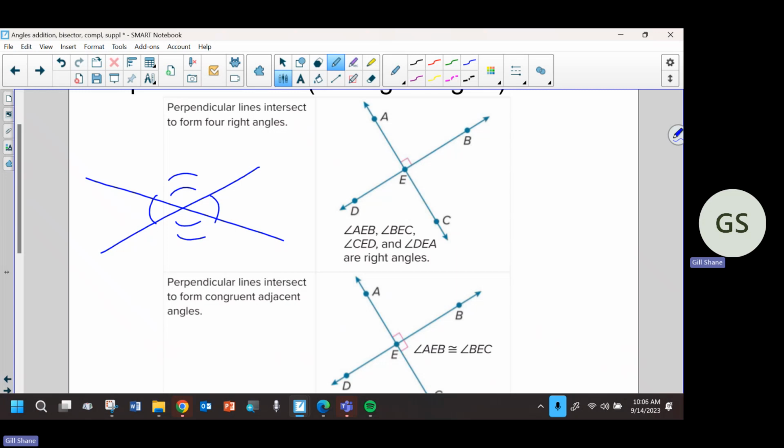Because what I'm going to do is add some numbers to it. Watch how I point. Let's say this is X plus 5 and this is 3X minus 12. And you're going to be like, what in the world? There's no way those are equal.